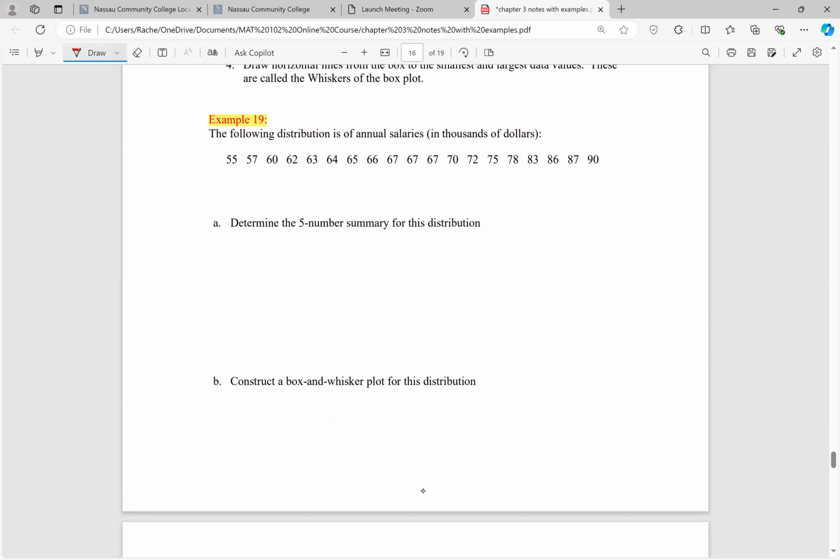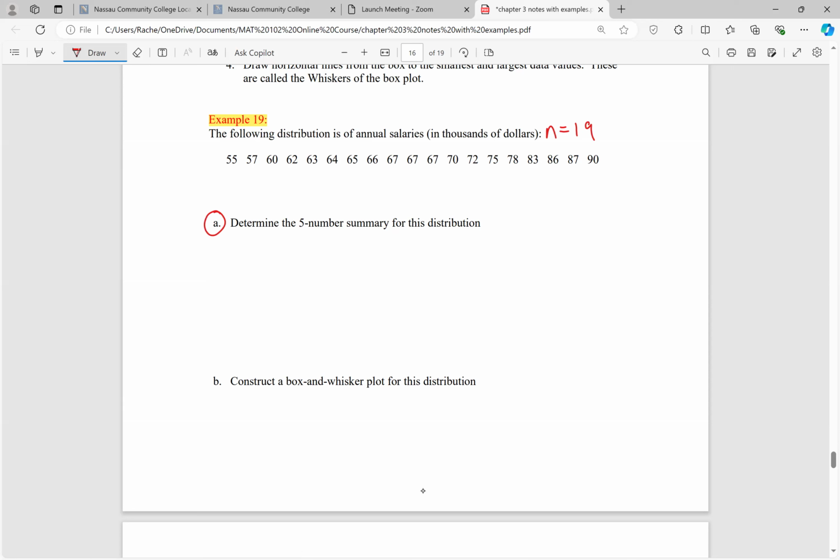The following distribution is of annual salaries in thousands of dollars. So for example, this salary is not $55, it's $55,000. The next one is $57,000, we have $60,000, and so on and so forth. So we have 1, 2, 3, 4, 5, 6, 7, 8, 9, 10, 11, 12, 13, 14, 15, 16, 17, 18, 19 salaries in my data set. So my sample size is 19.